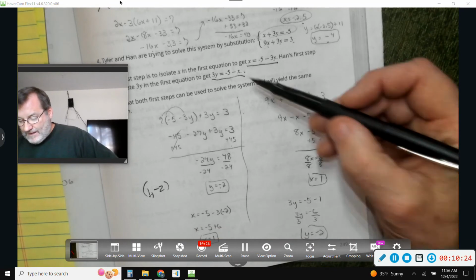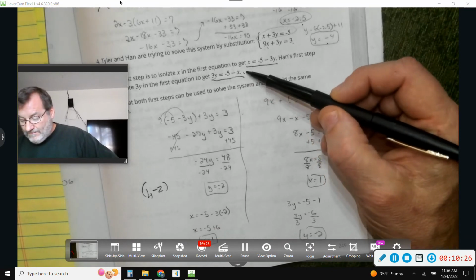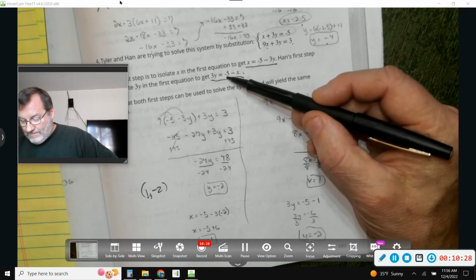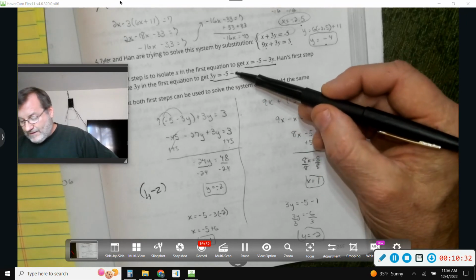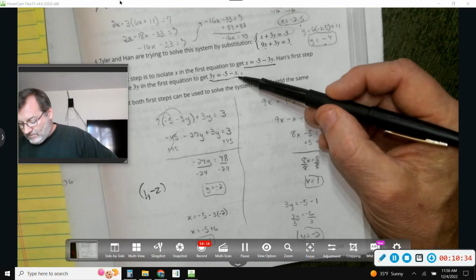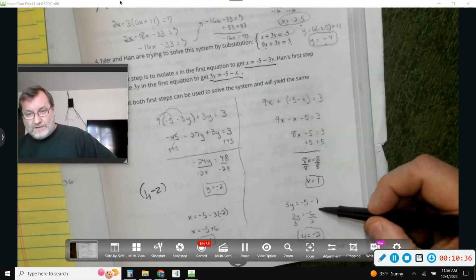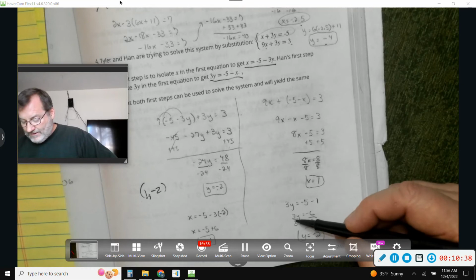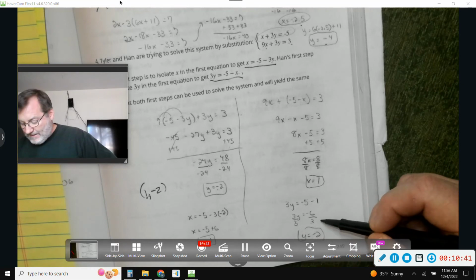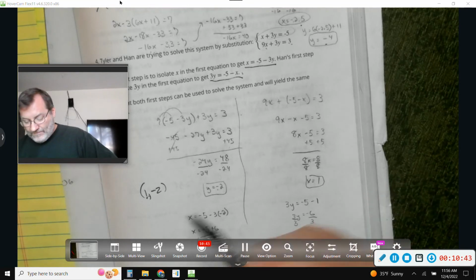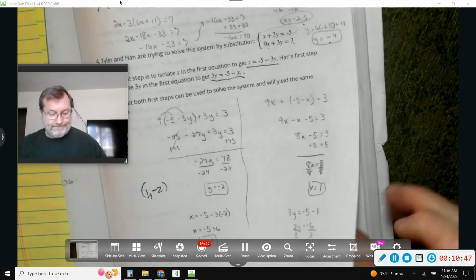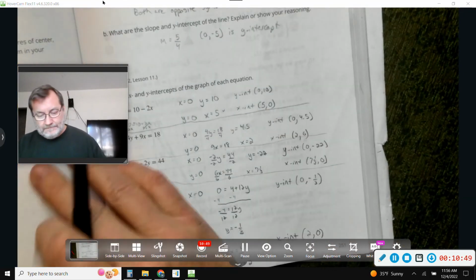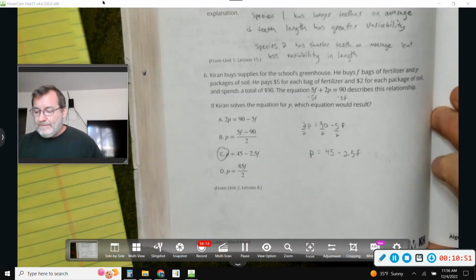And now I take that and I substitute it back into here. All right, 3y equals negative 5 minus x times 1, so that's just a 1, negative 5 minus 1, which is a negative 6. Divide both sides by the coefficient of the unknown, and that gives me y equals negative 2, which is the same as over here. So we're good. They both work. Okay, a little bit of a review.